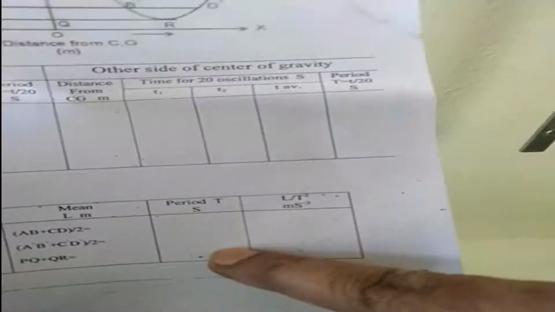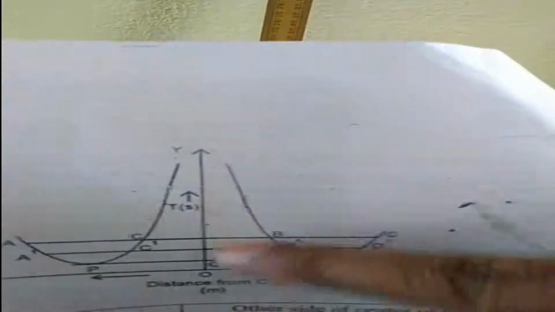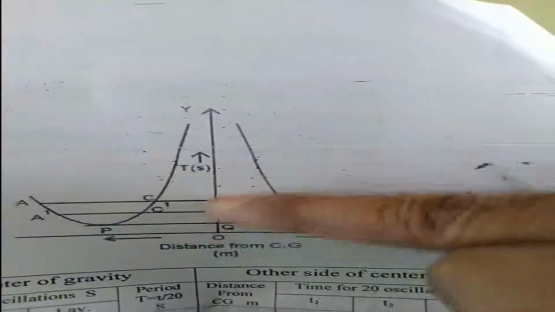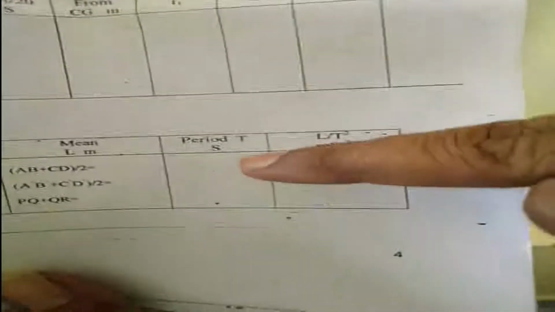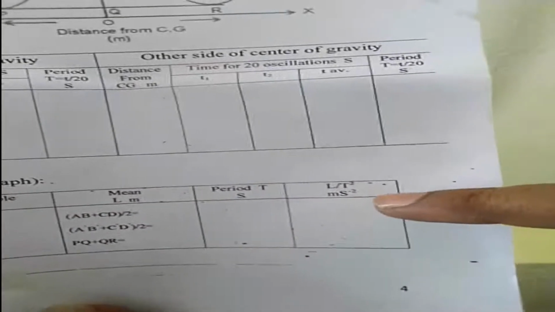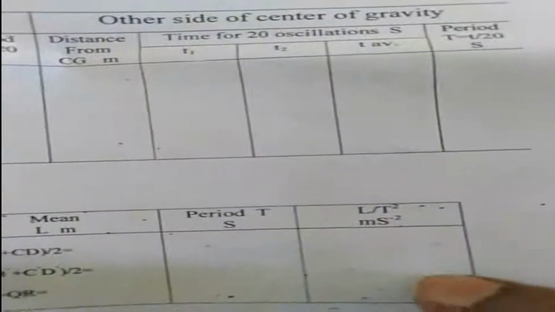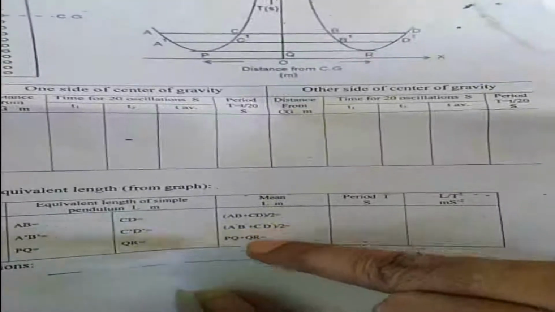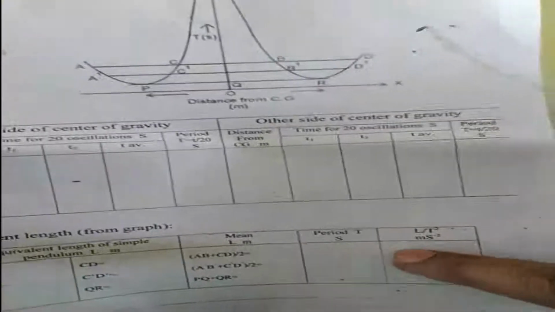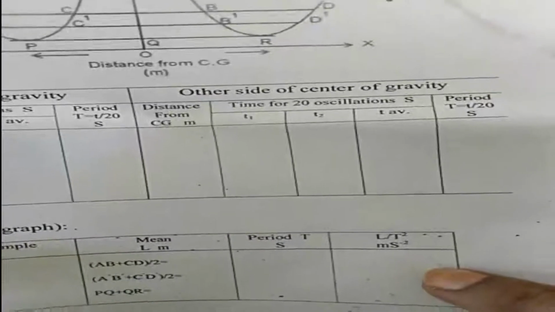Finally, the required period T is equal to how much? All these lines are intersecting the y-axis, right? The intersection point on the y-axis is taken as T for all these horizontal lines. Enter the corresponding value of T here. Then the calculation part is L by T square. Whatever length is measured here as the average of AB and CD, average of A dash B dash, C dash D dash, P, Q, R, etc., that is called length L, and the corresponding T is here. So calculate L by T square in the calculation.